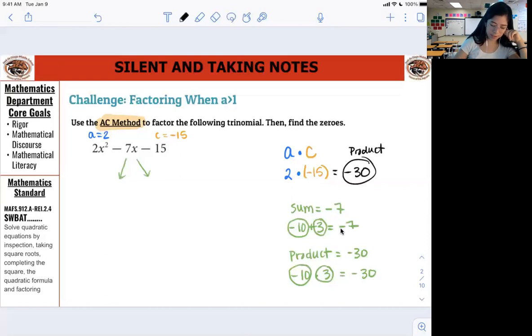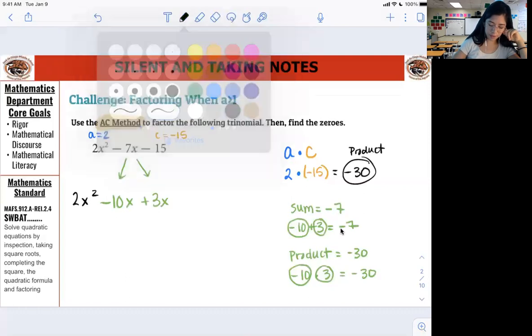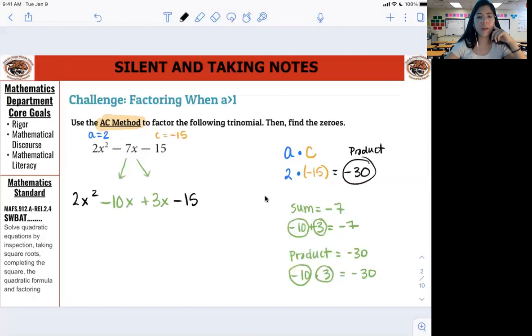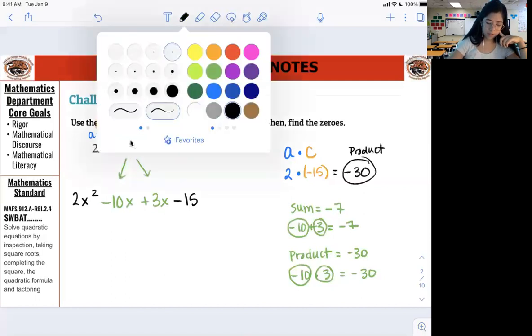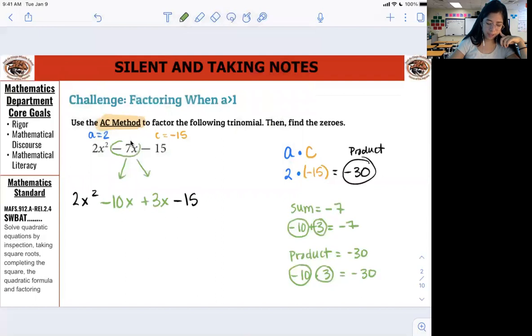So I'm going to write this as 2x squared minus 10x plus 3x minus 15. So watch what I did. I know that -10 and +3 add up to make -7. So all I'm really doing is taking my -7 and splitting it up into two different numbers. Now we have a polynomial. Have I lost anybody? Is everybody still with me? Any questions on that step?